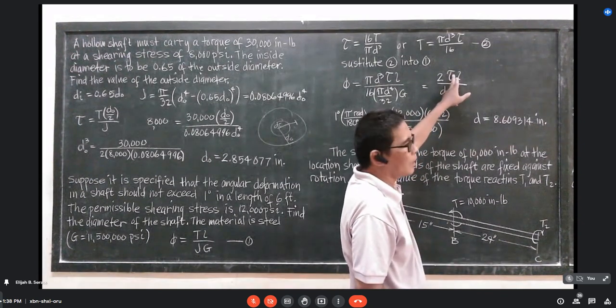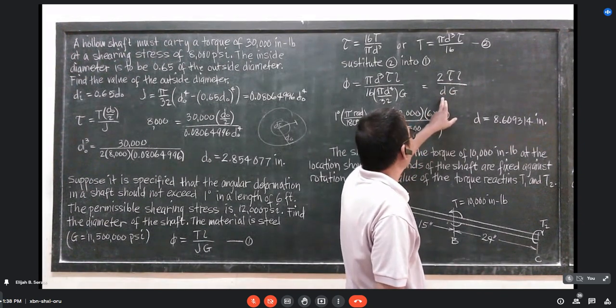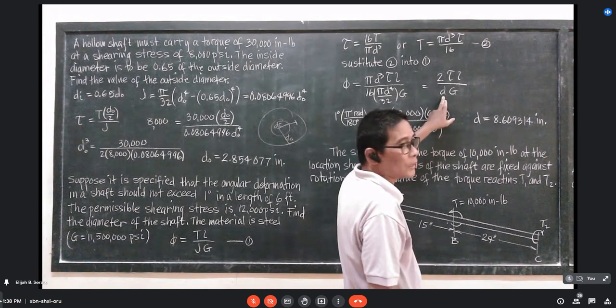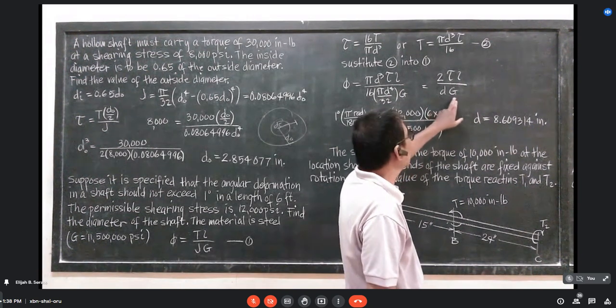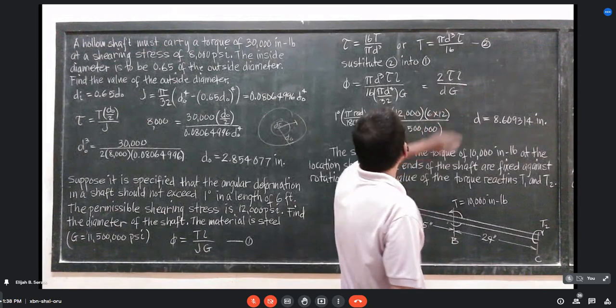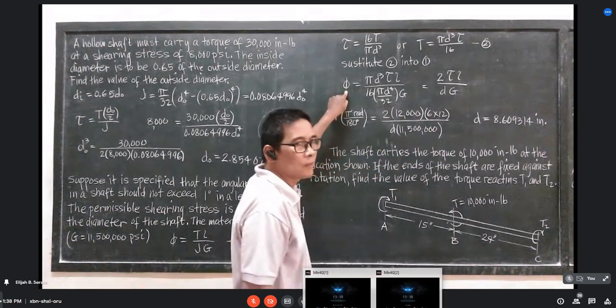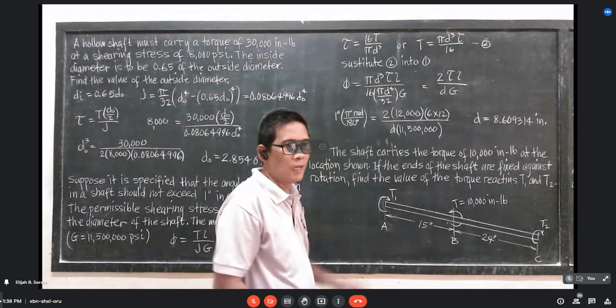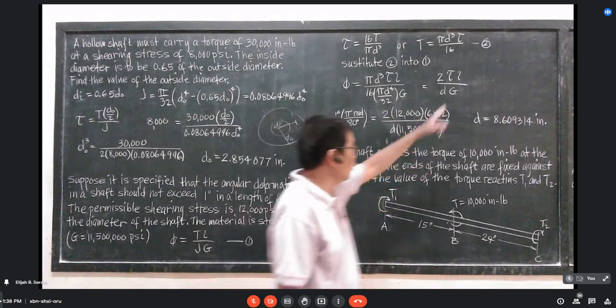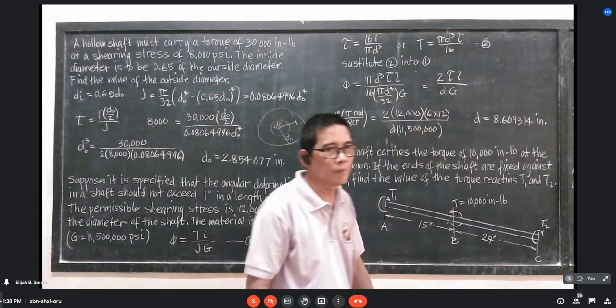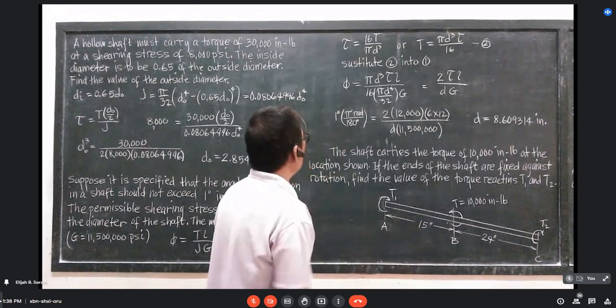We know the shearing stress, we know the length, and we will be asked what the diameter is, and also G. We also know the angle of twist for a length of 6 feet. So we just substitute values.